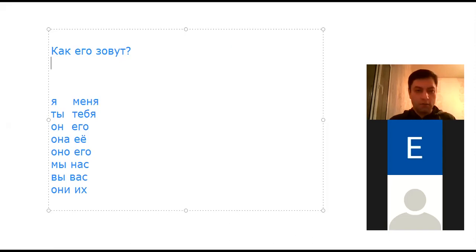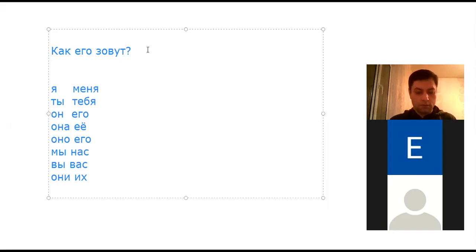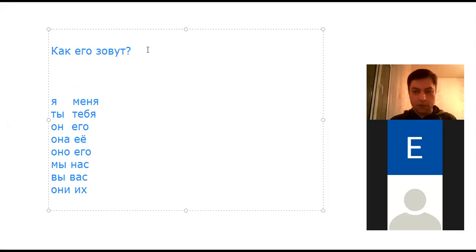The word как. Then I can just briefly remind you all the question words that we have learned so far. We have learned что, кто, and today we have learned как. Что means what, кто means who, как means how.